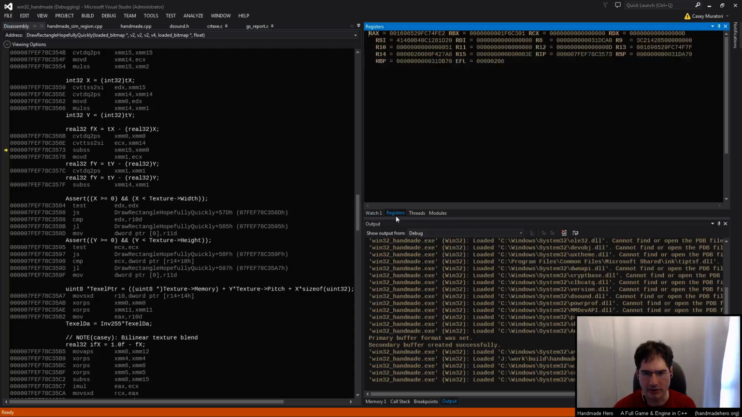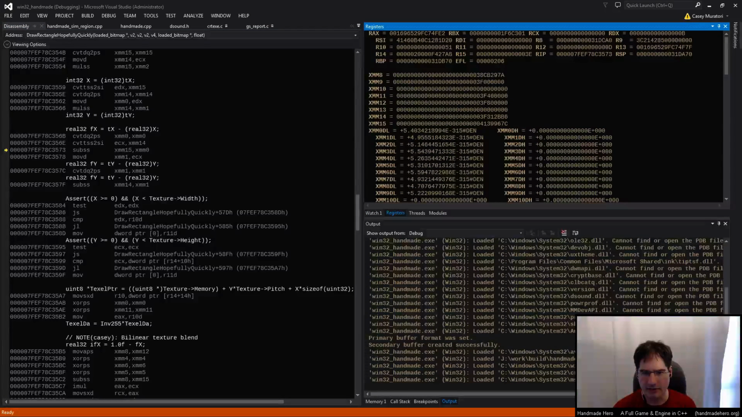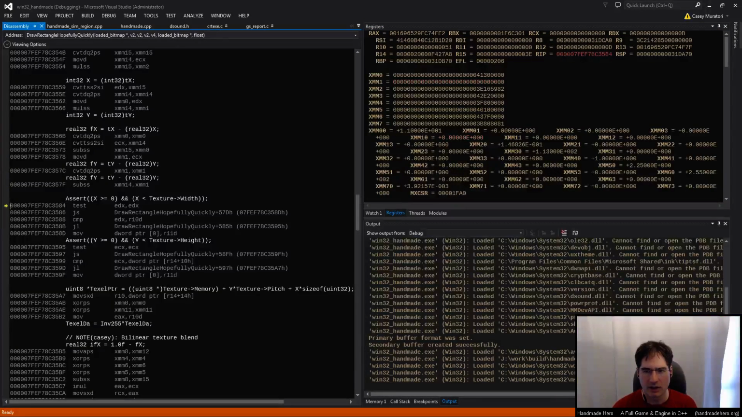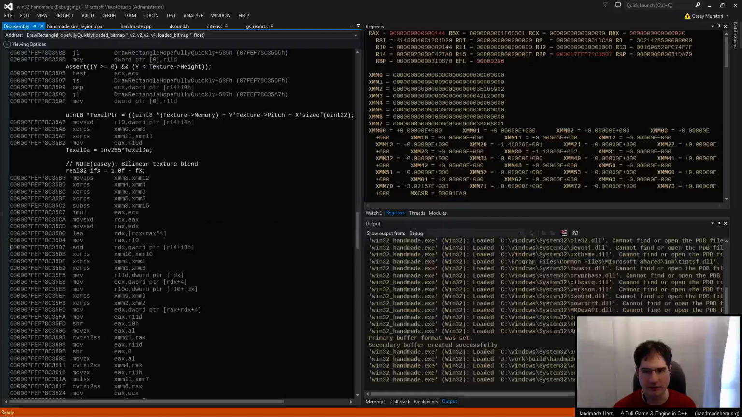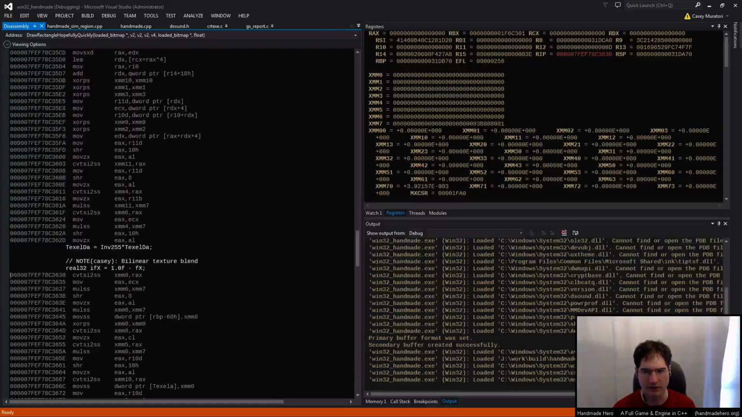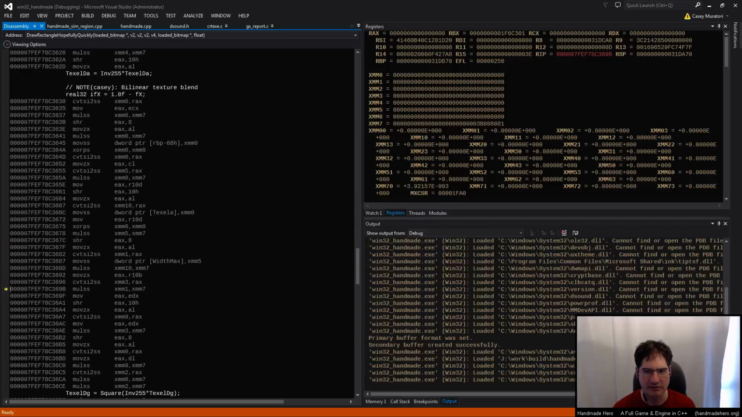Where is my, there is the registers. Let's take a look at the SSE registers. There we go. So you can kind of see, unfortunately, the answer is no, it really hasn't done anything. It's pretty much working exclusively in just the lower part of the register, right? Because this is the register.